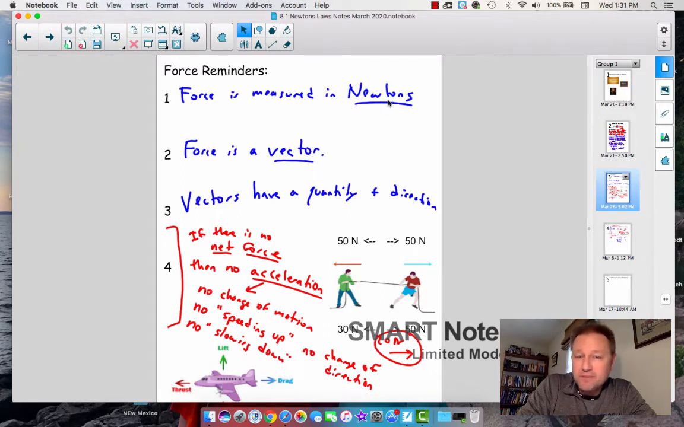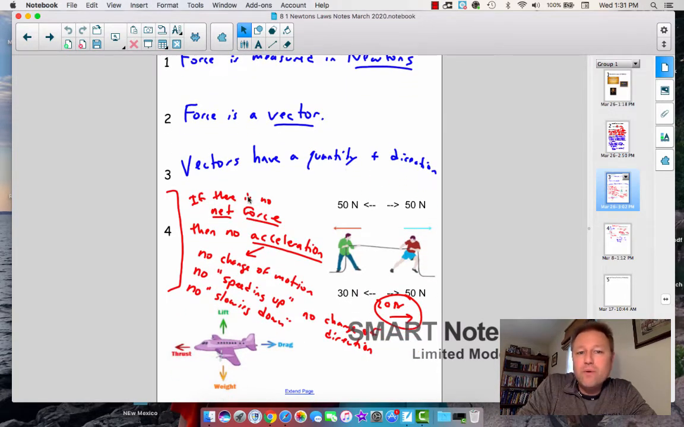Force is measured in newtons, after Sir Isaac Newton. Force is a vector, meaning it has an amount, 5 newtons, 7 newtons, 100 newtons, and a direction, 50 newtons this way versus 50 newtons that way, up, down, left, right, north, south, some sort of directional component.